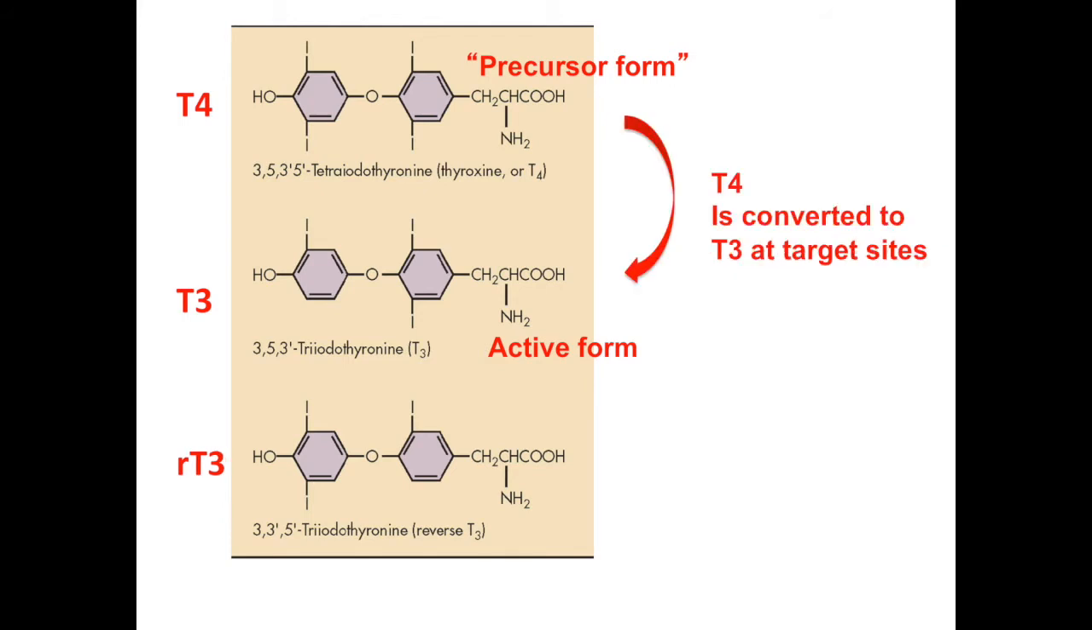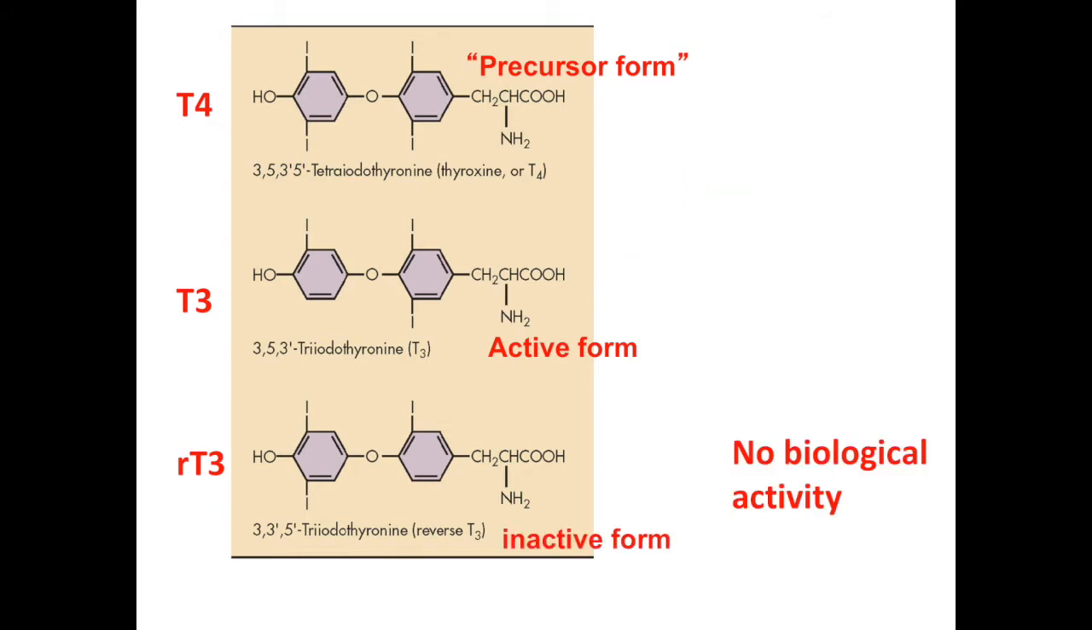And so T4 is converted into T3 at the target sites, because T4 is generally the molecule that is transported in highest concentrations. And then the reverse T3 has no biological activity, and under some circumstances the body will turn T3 into reverse T3 to shut down its function.